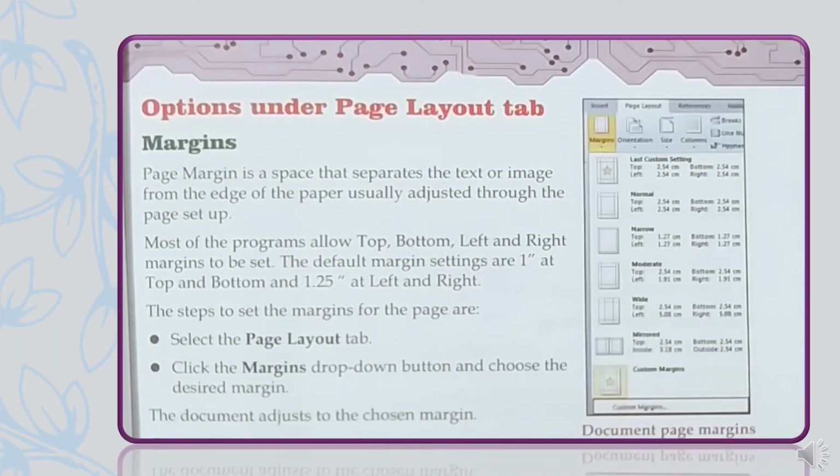Now let us learn about margins. Page margin is a space that separates the text or image from the edge of the paper, usually adjusted through the page setup. Most of the programs allow top, bottom, left and right margins to be set. The default margin settings are 1 inch at top and bottom and 1.25 inch at left and right.